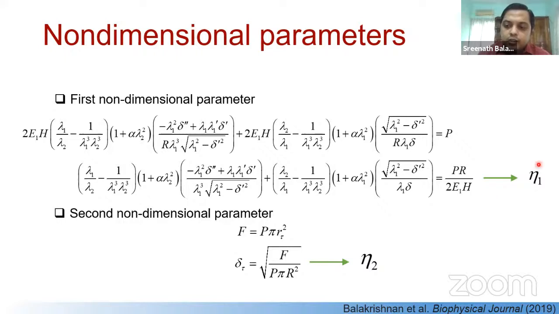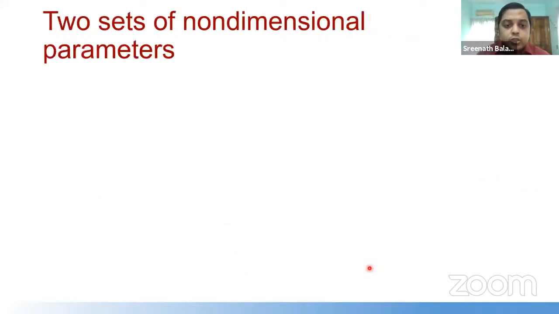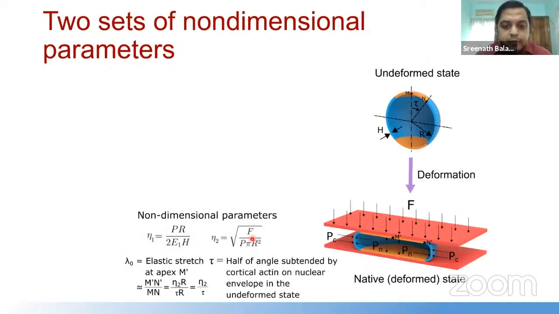Now, these are not the only non-dimensional parameters you can have. This system is governed only by two independent non-dimensional parameters, but there can be other sets as well. These are the non-dimensional parameters that I discussed before. This eta1 is the ratio of pressure by Young's modulus, and eta2 is the square root of the ratio of force by pressure. And there can be other non-dimensional parameters which are not independent. Once you specify eta1 and eta2, the mechanics is fixed, and then you can calculate these parameters lambda 0 and tau. Lambda 0 and tau themselves are independent, but they are not independent of this set, because there are only two independent parameters.